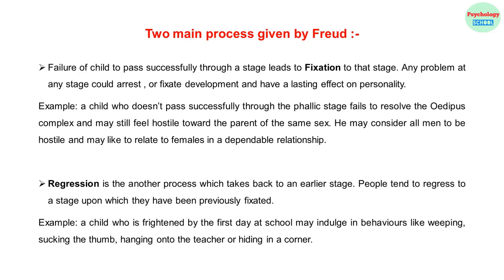Now the other process is regression, which takes a person back to an earlier stage. So people tend to regress to a stage upon which they have been previously fixated. Now let's take an example that if a child who is frightened by the first day at school may indulge in behavior like weeping, sucking the thumb, hanging on to the teacher or hiding in a corner. So in this situation, people display behaviors typical of a less mature stage of development. And when life gets stressful, children and adults may regress to an earlier stage of development.